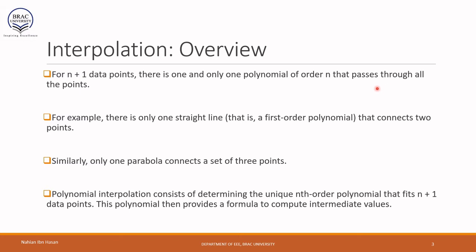For example, in the first case we fitted a straight line. To fit a straight line, a first order polynomial, we need two data points. Through three data points we can fit a quadratic or second order polynomial. For four data points we can fit a third order polynomial. So the order of the fitted polynomial is one less than the number of data points. This is the summary: for n plus 1 data points we can fit an order n polynomial through all the data points.